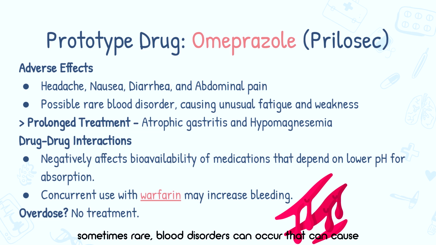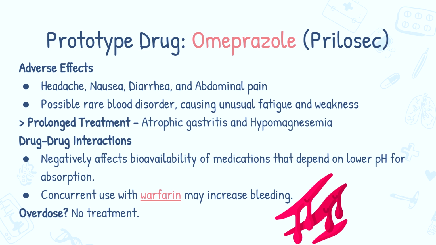The adverse effects are usually minor, such as headache, nausea, diarrhea, and abdominal pain. Sometimes rare blood disorders can occur that can cause unusual fatigue and weakness. Prolonged treatment can also cause atrophic gastritis, which is the chronic inflammation of the stomach, and hypomagnesemia, which is an electrolyte disturbance caused when there is a low level of serum magnesium in the blood. Drug interactions can affect the bioavailability of medications that depend on lower pH for absorption, such as ampicillin, digoxin, iron salts, and also antifungals. Concurrent use with warfarin may increase the likelihood of bleeding. If they have an overdose on Prilosec, there is no specific treatment.